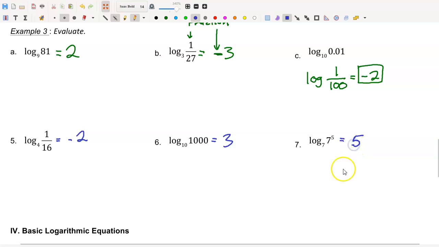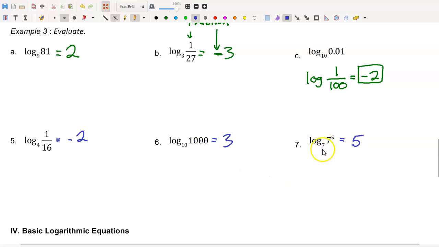Okay. So we have negative 2. Since it's a fraction, we got a negative answer. Here we have 3, 10 to the third power. Easy way to do that is just count how many zeros are there if it's a base 10. So 3 zeros, power of 3.